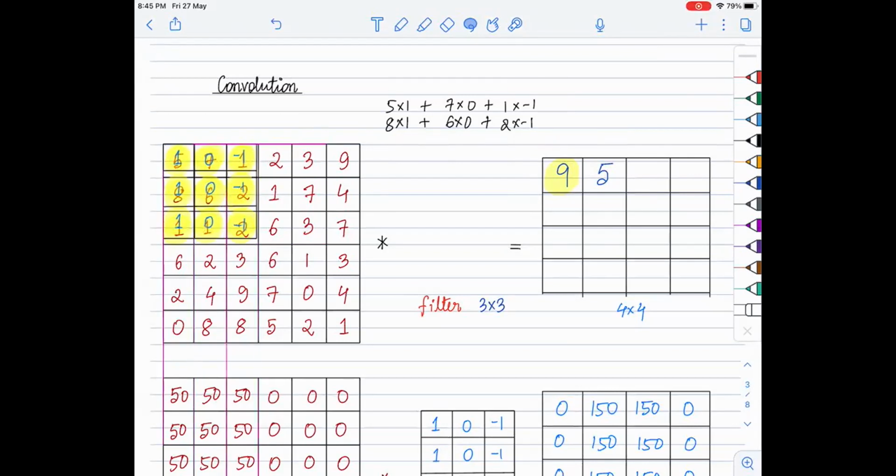So what this computation then does is it shifts this filter one step, and again does the same kind of computation.